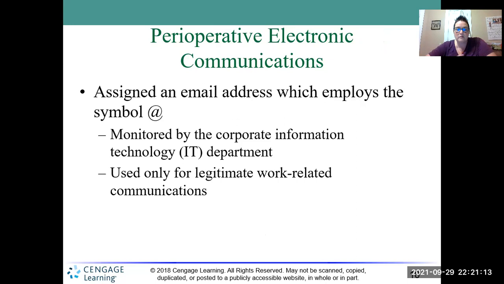Perioperative electronic communications. So there's an assigned email, which employs the symbol @. These are going to be monitored by the corporate IT. So you're only going to use your work-related email address for work-related communication. You want to make sure that you're not using the facility electronics and the facility email for non-work related communication.